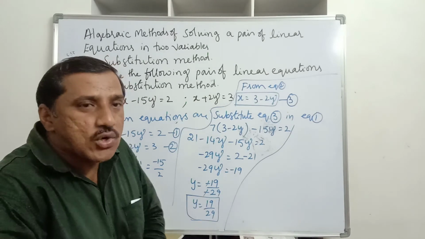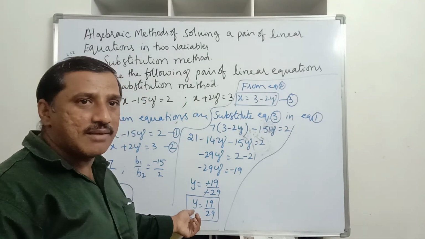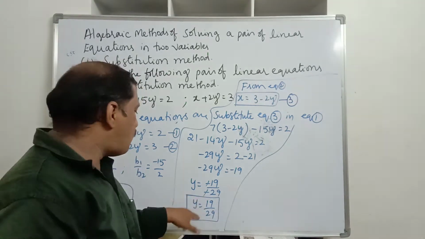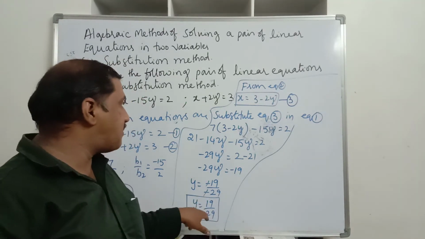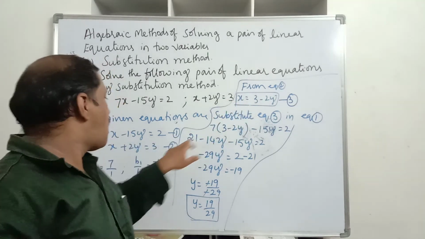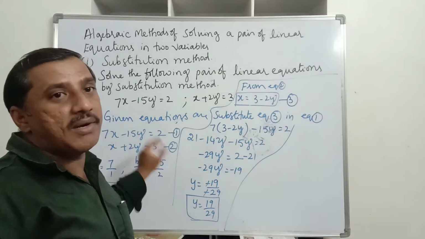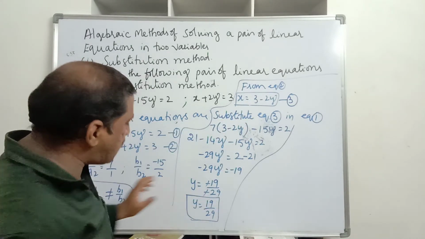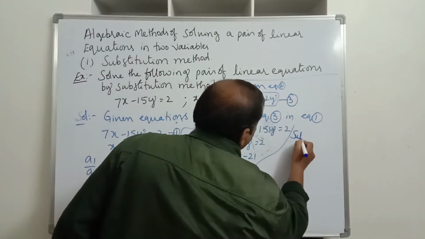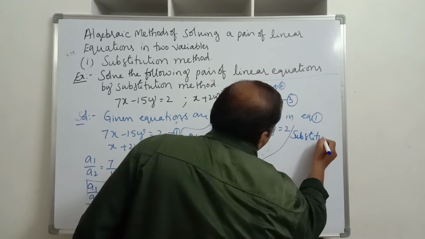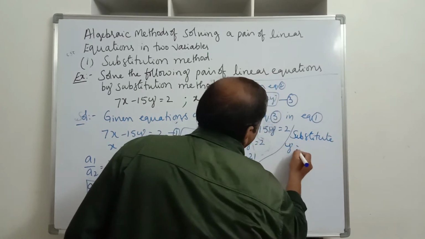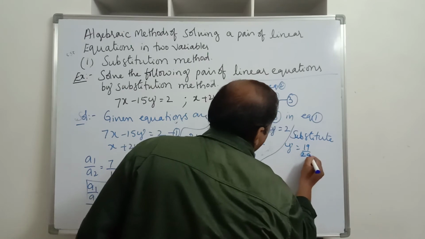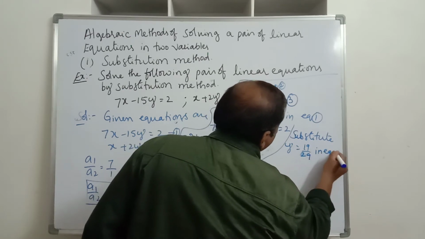Substitute y is equal to 19 by 29 either in equation 1, equation 2 or equation 3. What are you substituting for? We know the y value, one variable. To find the other variable, which is x, we need to substitute y is equal to 19 by 29 in equation 3, equation 1 or equation 2. But the most appropriate equation is equation 3. Again we are substituting y is equal to 19 by 29 in equation 3.